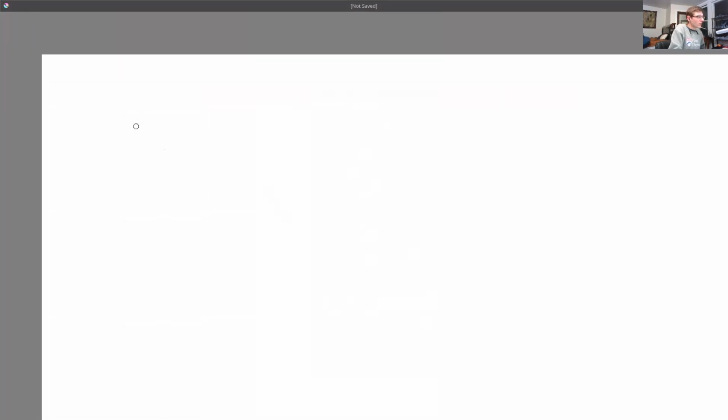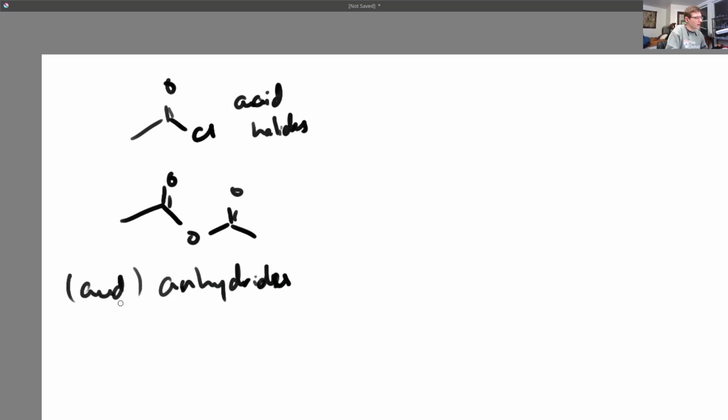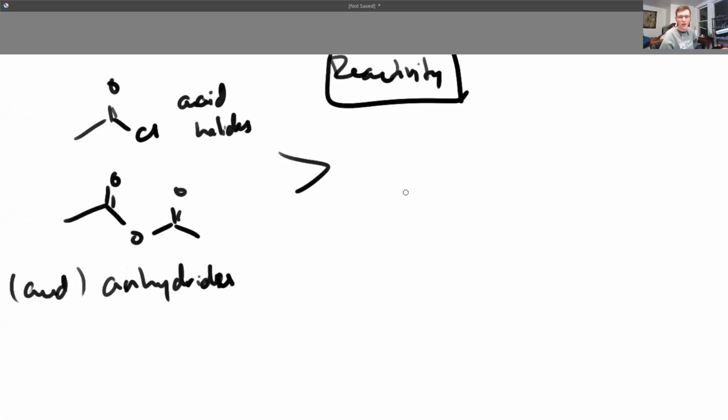So most reactive is acid chlorides and these guys. Anybody remember what these are called? Any chance? Acid anhydrides. Yeah, so these are acid anhydrides. You might often see them just called anhydrides, but acid anhydrides. Okay, so these are more reactive. So in terms of reactivity, these are more reactive than what? Anybody?